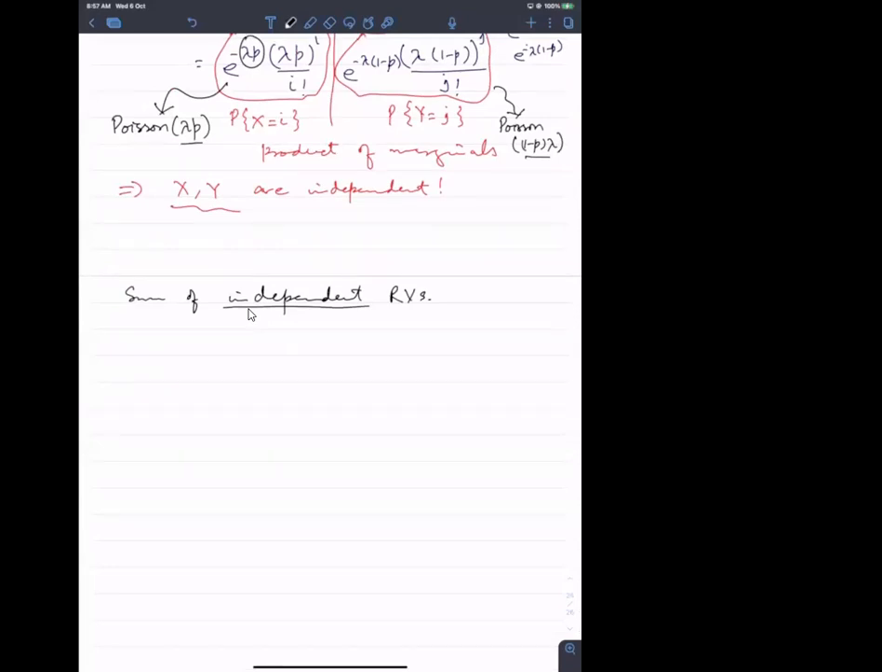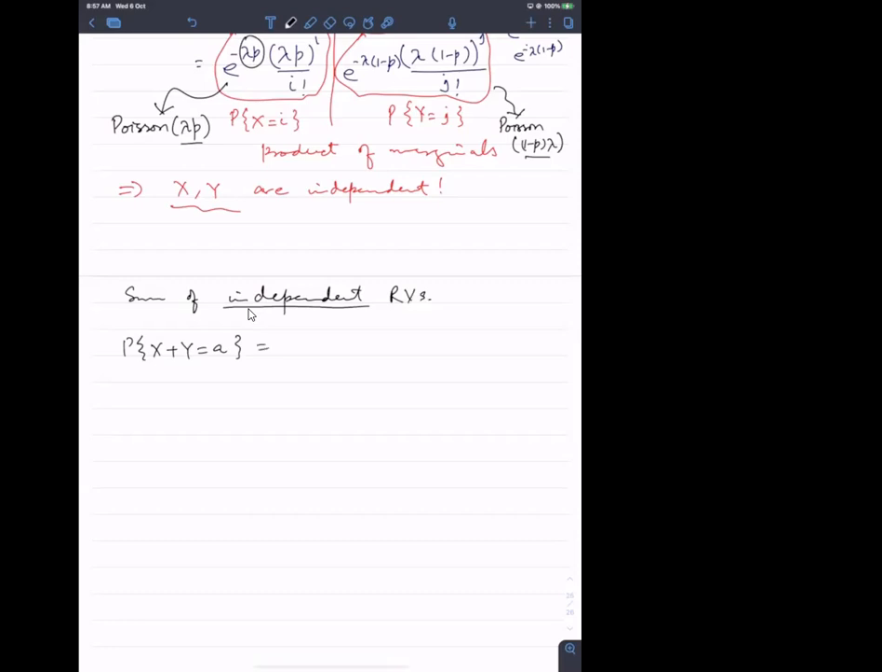So, sum of independent random variables. Let's say we have X and Y as discrete random variables, and we are interested in the distribution of their sum. We are interested in the probability that X plus Y is equal to a. X and Y are independent discrete random variables.